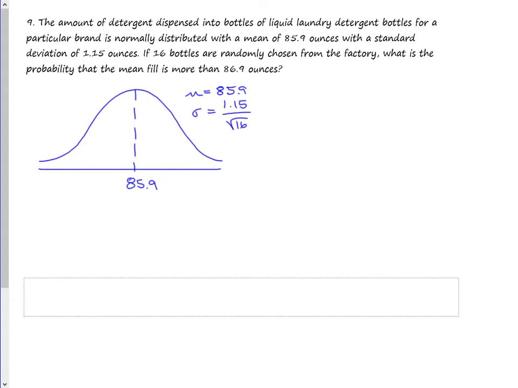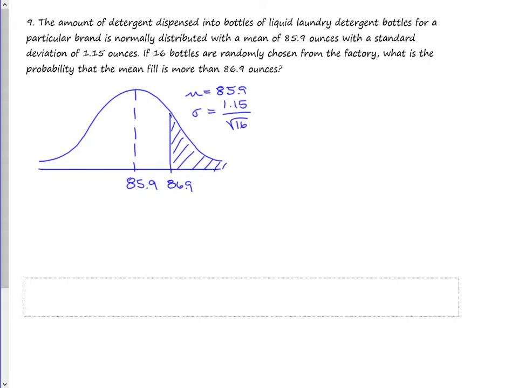Now, where to put the other information? We want the probability that the mean fill is more than 86.9 ounces. That's larger than 85.9, so I'm just going to put that somewhere to the right of 85.9. So 86.9 is right there. Essentially, I want to figure out what this area is underneath that normal distribution curve.